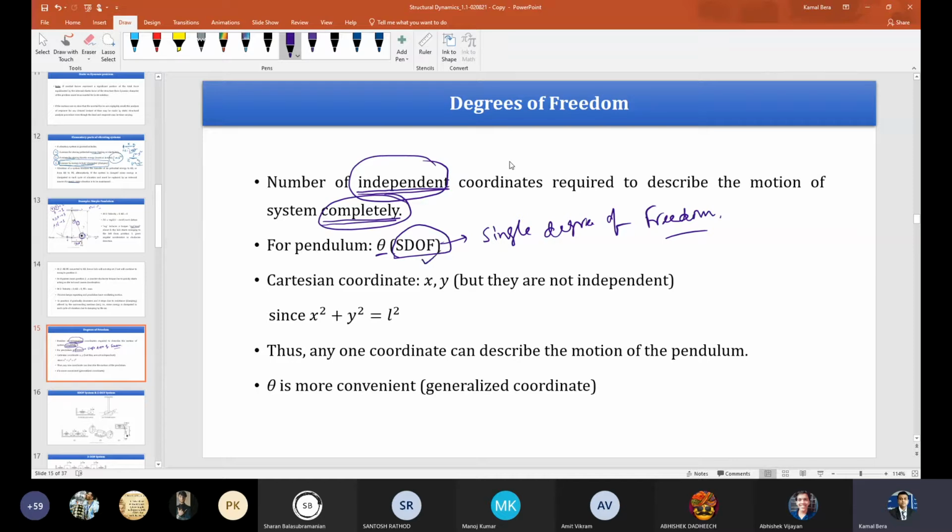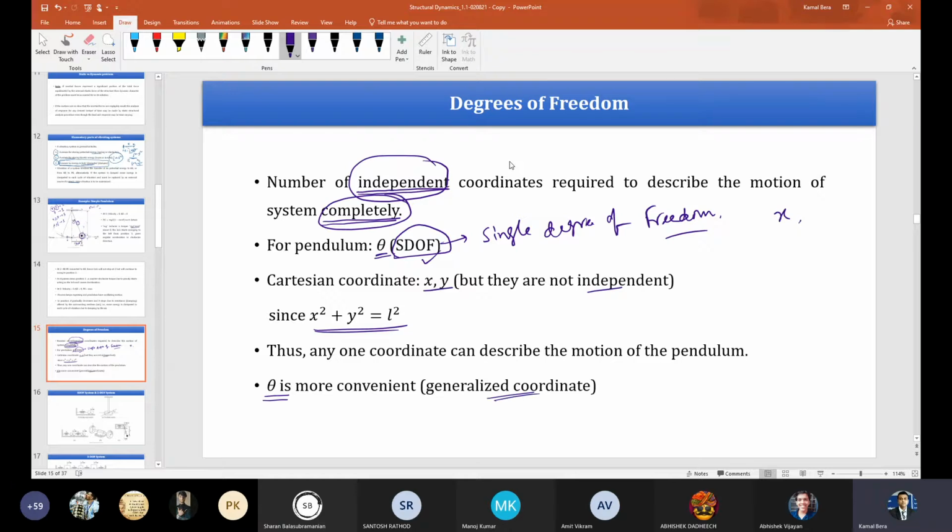So in this case, theta is the only coordinate. Or in other words, you can say I will use x, and then a constraint is provided on the other degrees of freedom. So basically, this is the best way to describe the motion, right? As I told, the Cartesian coordinates x and y are required, but they are not independent because they are related through this relationship. Thus any one coordinate can describe the motion of the pendulum. Here theta is more convenient, as I told. Sometimes this is called the generalized coordinate.